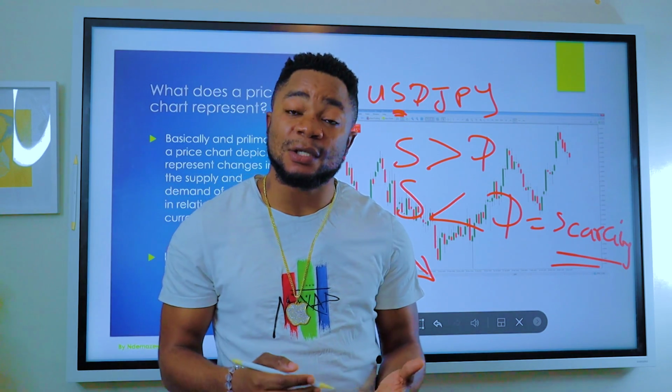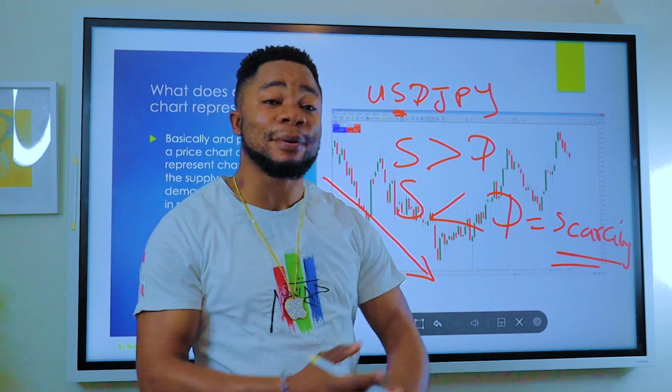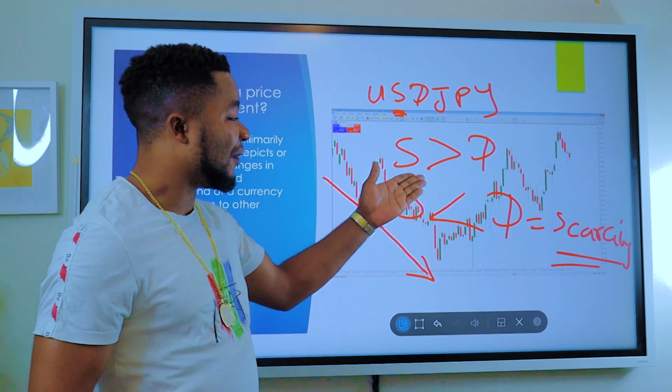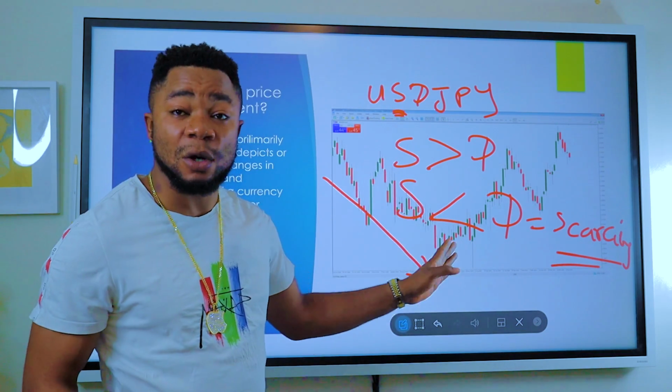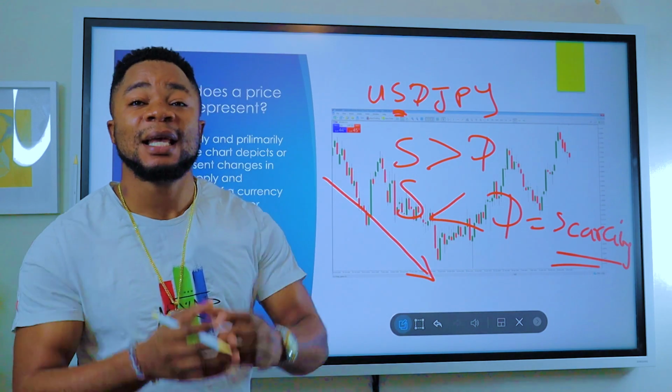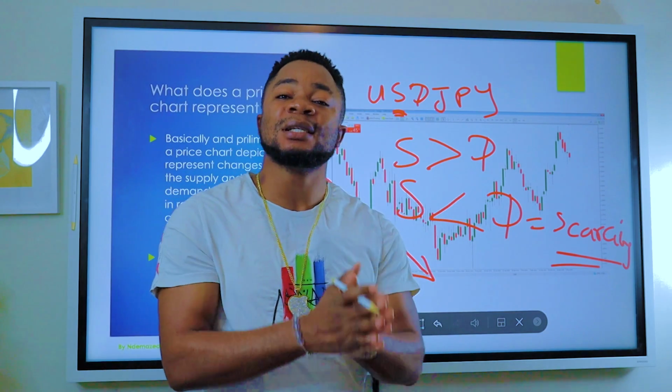And when there's scarcity, what happens? When there's scarcity, the price of that particular commodity will increase. In our situation, if the United States dollar is scarce, what will happen? The exchange rate will increase, or the price of the United States dollar in relation to other currencies will increase.